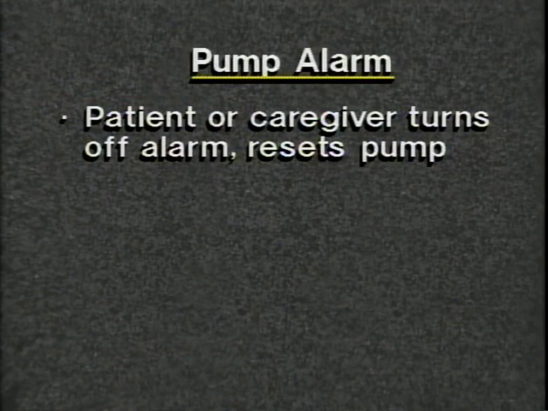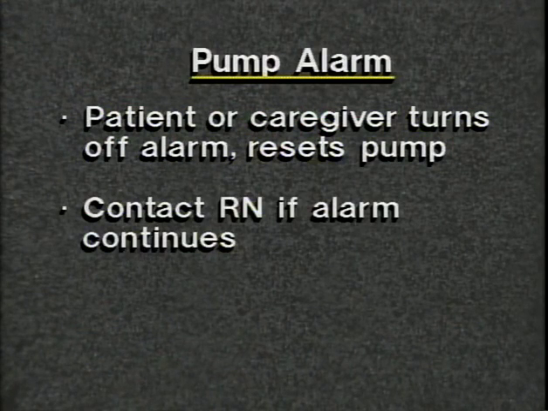If temporary occlusion was the problem, the alarm will not sound. However, if the alarm continues, contact the RN. The alarm can also mean air in the line. A small amount of air, such as a few bubbles, will not be harmful and occurs naturally. A large amount of air, such as several inches, needs to be removed by the patient or family caregiver, who will disconnect the tubing and clear the line.